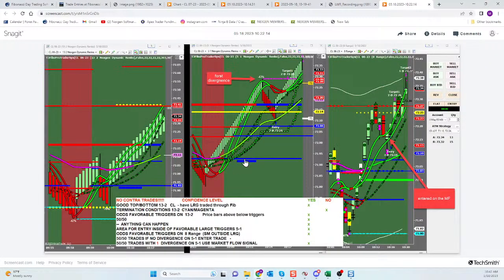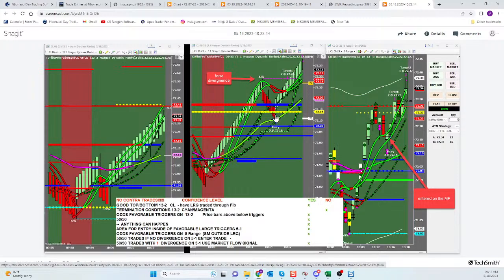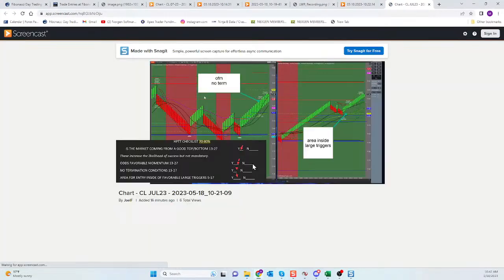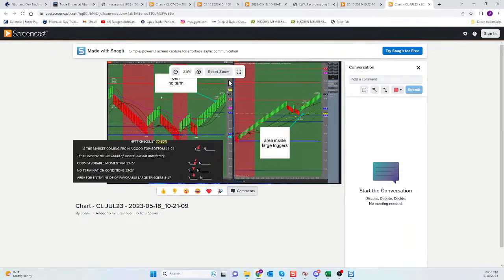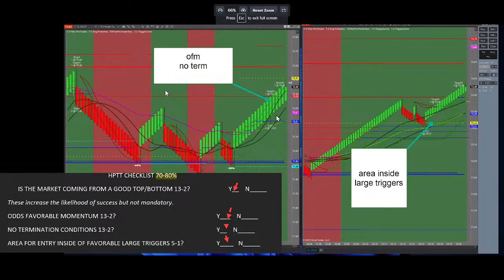Gary? First divergence, you take it with market flow confirmation. Nice trade, Gary. Odds favorable from a good bottom. Guys, what a great setup. Beautiful execution. And then Joel. Odds favorable, didn't quite reach it. So you get in at the area, you take your first target, second target. Joel, great trade.